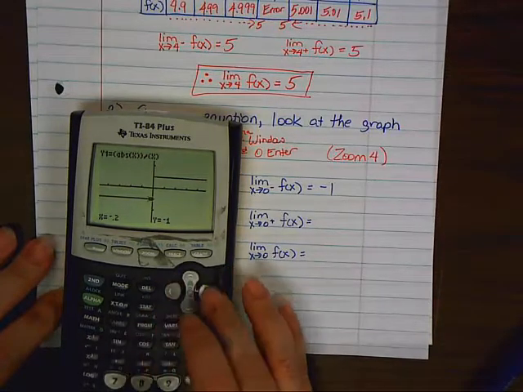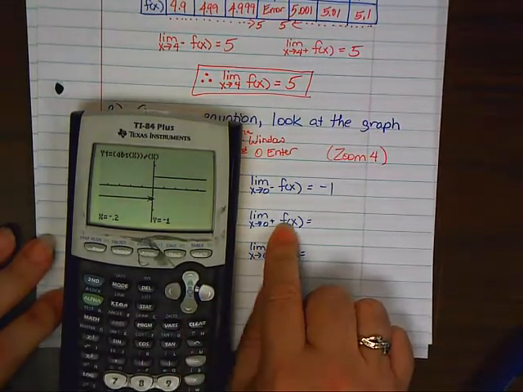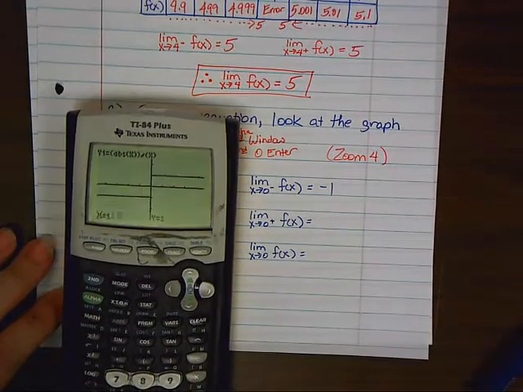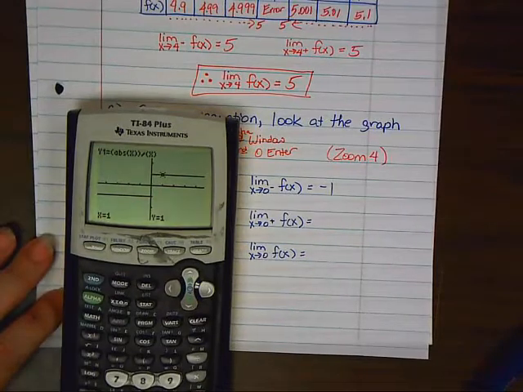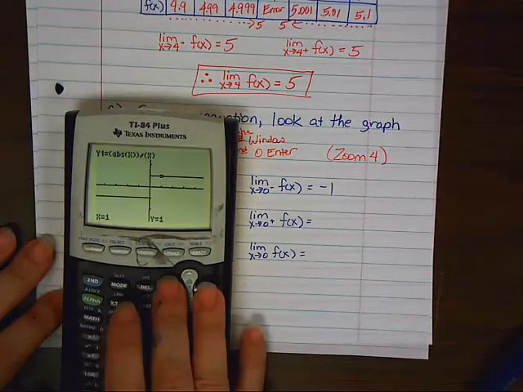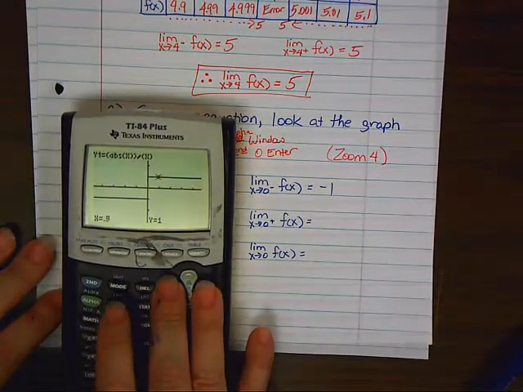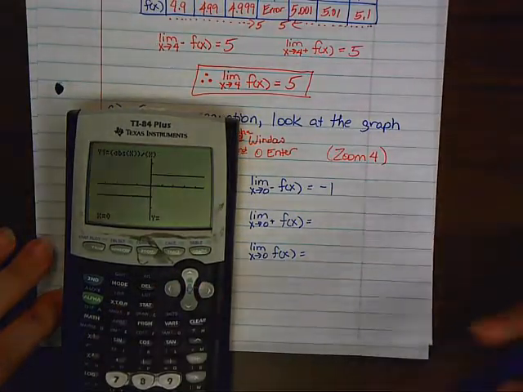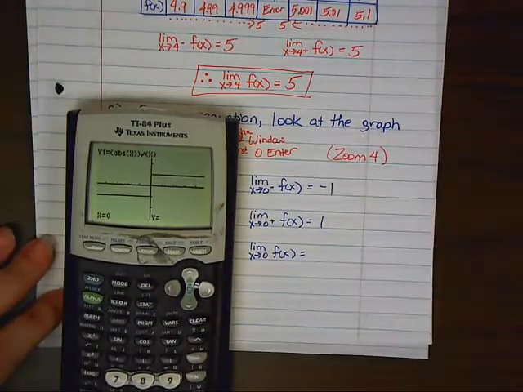Okay? Now, this one says 0 from the right. What's to the right of 0? 1. So now push 1 and enter. Are you sitting to the right of 0 on the graph? Yes. Now left arrow until you get to 0. Look at the y's. What does it look like the y value should be? 1. Oh, that was fun. My pen cap just flew off. Okay.